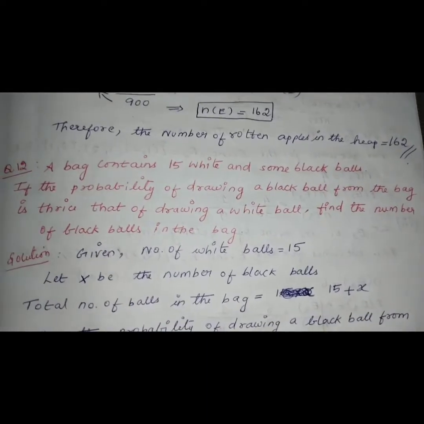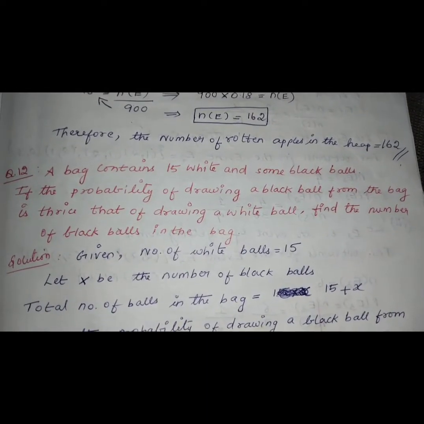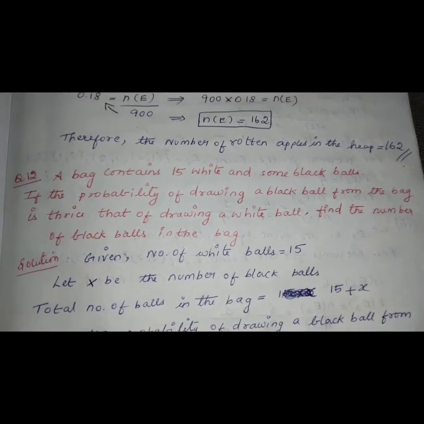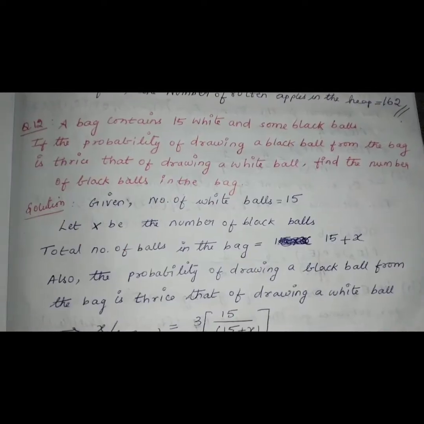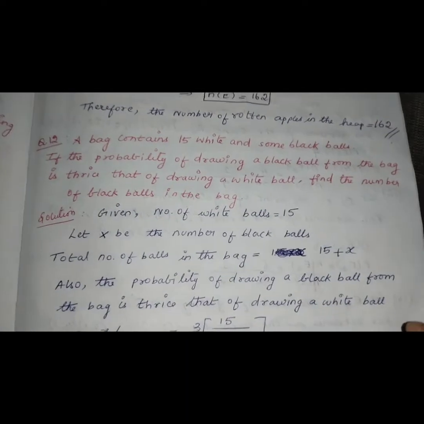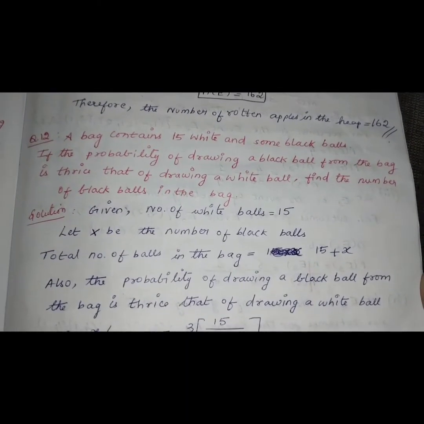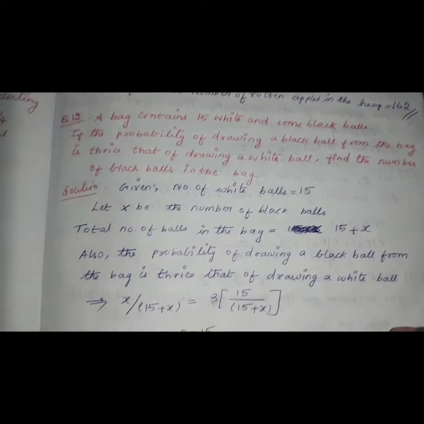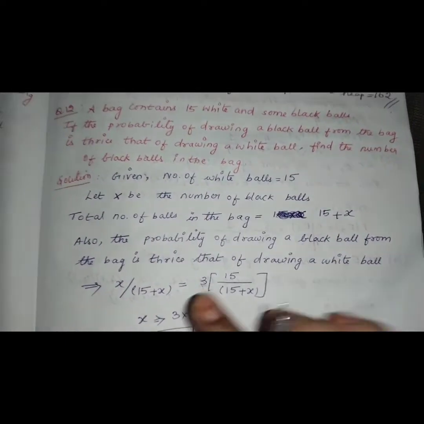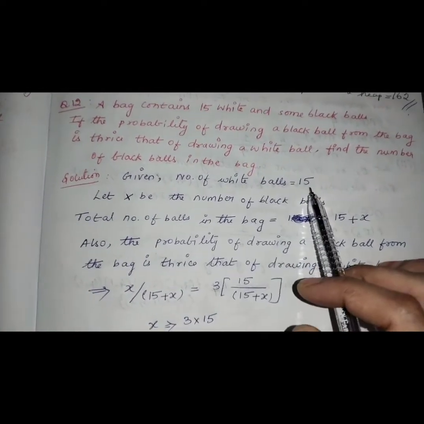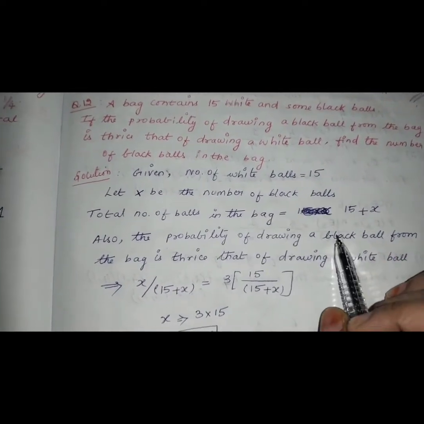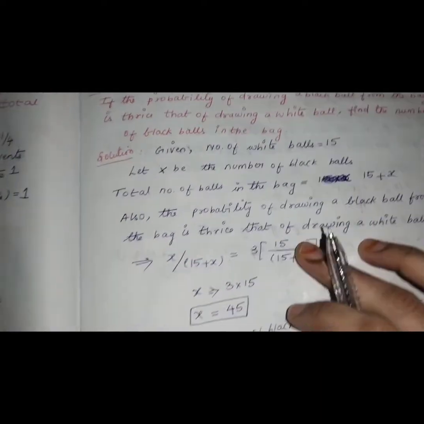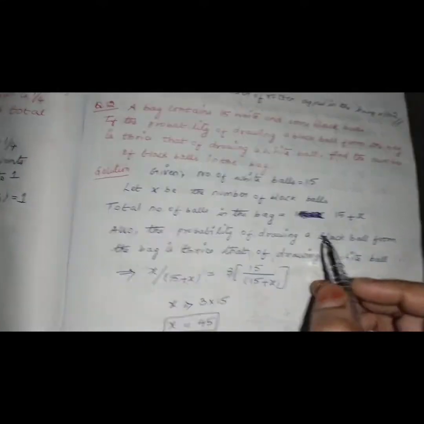Next, question number 12: a bag contains 15 white and some black balls. If the probability of drawing a black ball from the bag is twice that of drawing a white ball, find the number of black balls in the bag. Given the number of white balls is 15. Let x be the number of black balls. Total number of balls in the bag is 15 plus x.